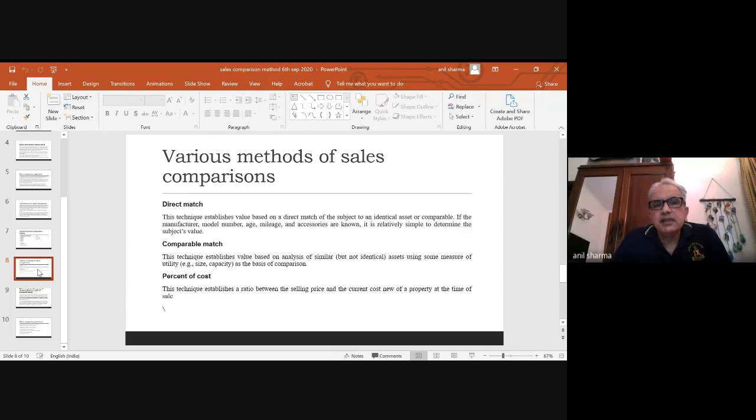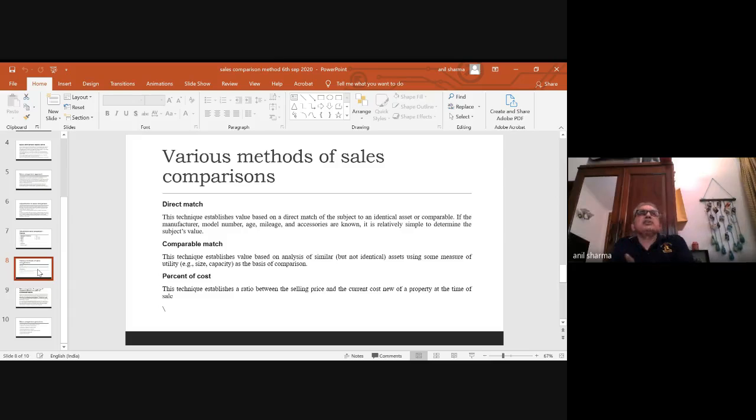The other could be that there is a difference in the size and capacity, etc., which you need to adjust for. So there is a 100-liter machine versus a 200-liter machine that you may have to buy, right? So you will make the adjustment based on that. The third technique is the ratio between the selling price and the current cost new of property. In this technique you take the selling price of an asset as an indicator of the current cost new of the property, and you can take a percentage of that cost.